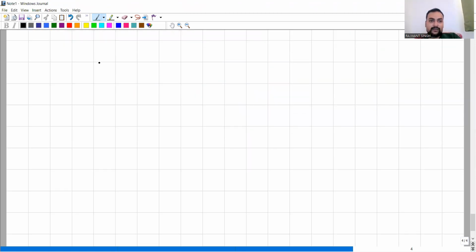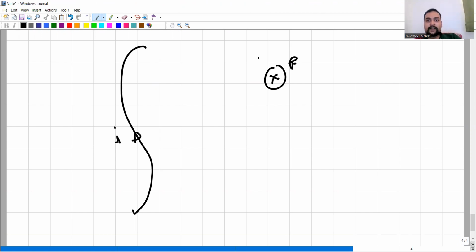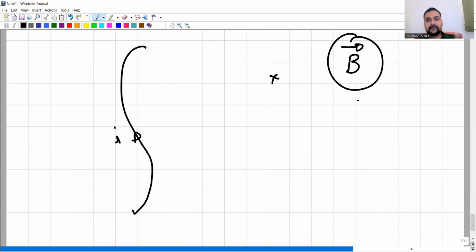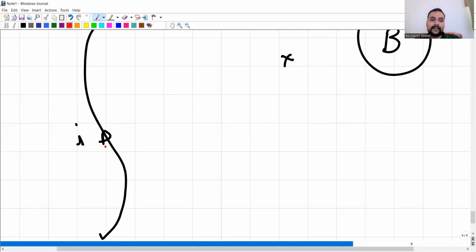So let's draw this circuit. Let's draw this current and this point P, and I'm supposed to find the magnetic field here at the point P. Now, magnetic field is written as B with a vector on the top. So this is the symbol for magnetic field. First I will take a small current element here of dl, so my current element becomes Idl, and it's a vector.